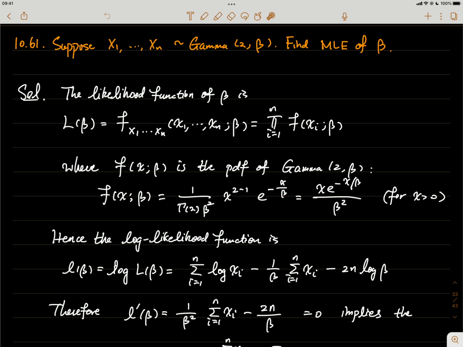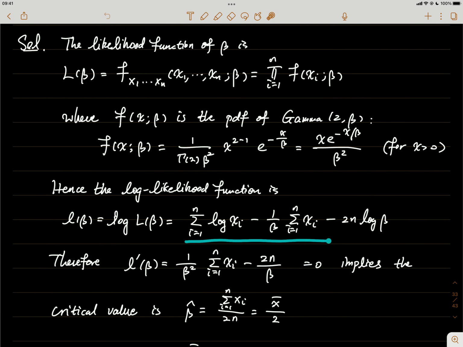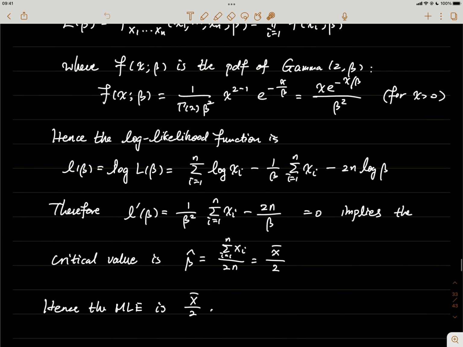So taking the derivative, this term is gone, and this we have 1 over beta squared times this. So that becomes this by taking the derivative, and also this by taking the derivative with respect to beta, we have that. Set it to 0 and solve for beta, and beta turns out to be this, which is just a half of the sample mean. And so our maximum likelihood estimator will be half of the sample mean.